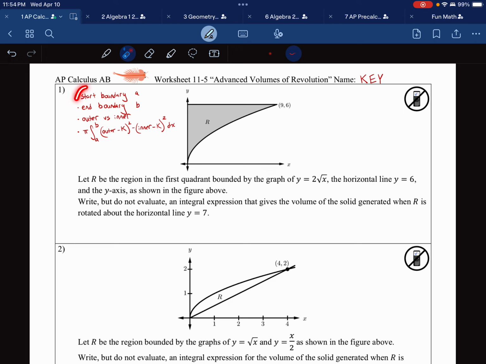Let's go off our checklist. Do we have a start boundary? Yes, it's 0. So we'll say 0. Do we have an end boundary? Yes, it's this x-coordinate 9. Do we have the outer versus the inner? Well, the outer function is, well, be careful here.